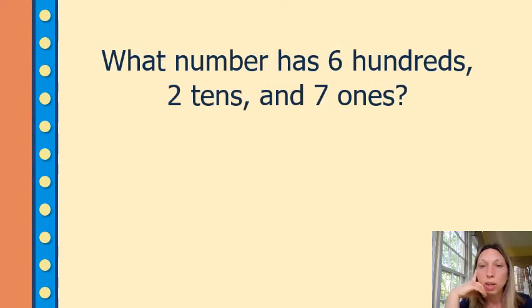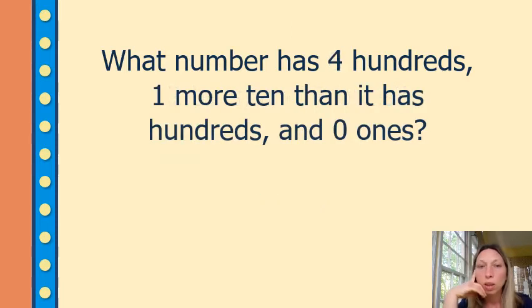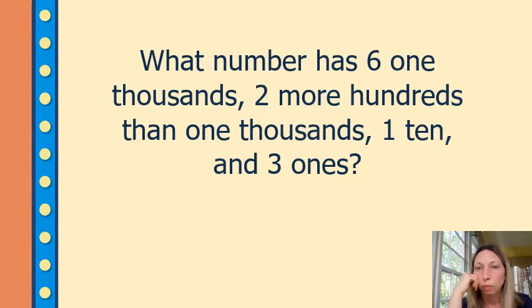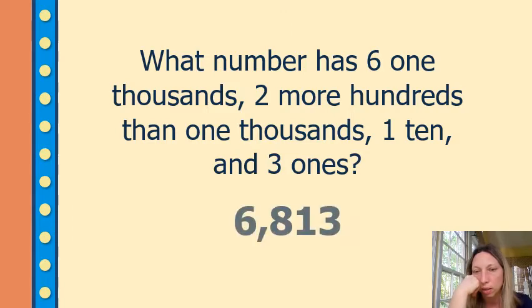What number has 6 hundreds, 2 tens, and 7 ones? That would be 627. What number has 4 hundreds, 1 more ten than it has hundreds? That means 5 tens and 0 ones. That would be 450. What number has 6 thousands, 2 more hundreds than thousands, 1 ten and 3 ones? There's 6 thousands, 2 more hundreds than thousands, so 6 plus 2 is 8, so we have 6,800, 1 ten and 3 ones, so 6,813.